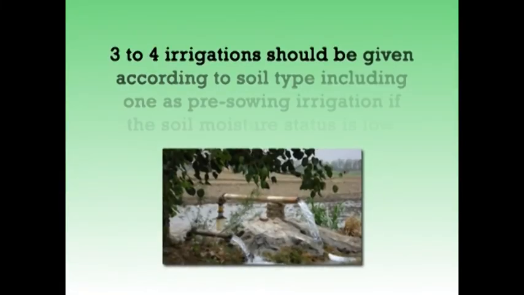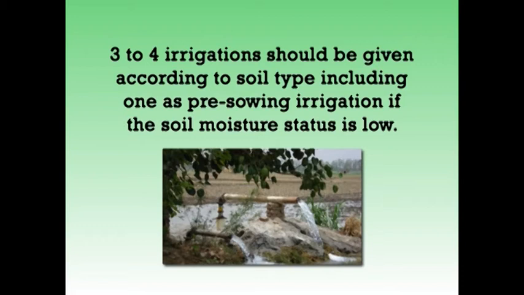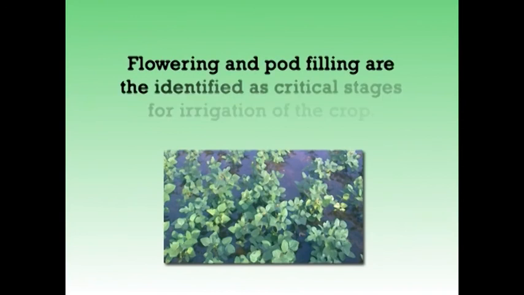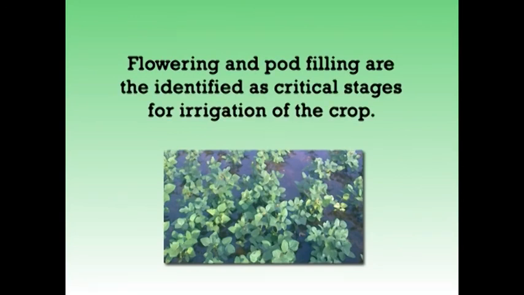Irrigation is beneficial for the crop raised during Rabi and summer season. 3 to 4 irrigations should be given according to the soil type, including 1 as pre-sowing irrigation if the soil moisture status is low. The first irrigation should be applied after 20 to 25 days of sowing and repeated after 10 to 15 days as per need. Flowering and pod filling stages are identified as critical stages for irrigation of the crop.